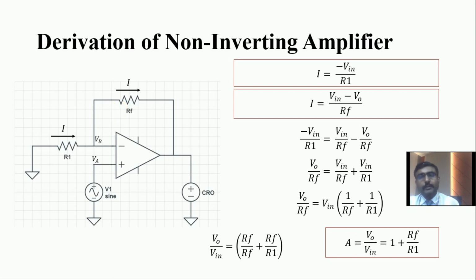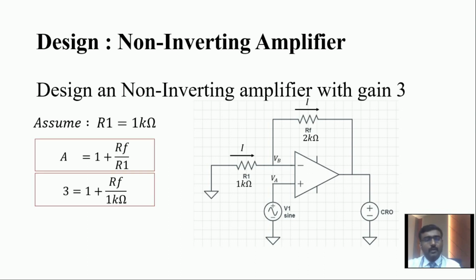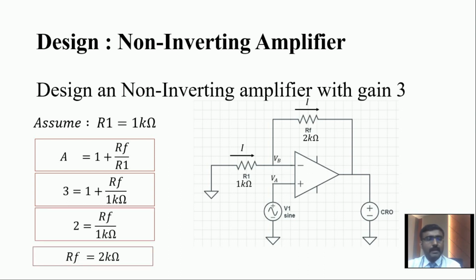Now I am going to demonstrate this circuit in circuit simulation software. Design of a non-inverting amplifier with a gain of 3. Here we assume our R1 resistor value is 1 kilo ohm. What is the RF value? Gain is equal to 1 plus RF divided by R1. Substituting, gain 3 equals 1 plus RF divided by 1 kilo ohm. Now 2 equals RF divided by 1 kilo ohm. That's why RF is equal to 2 kilo ohm. With R1 at 1 kilo ohm and RF at 2 kilo ohm, the gain of the amplifier becomes 3.